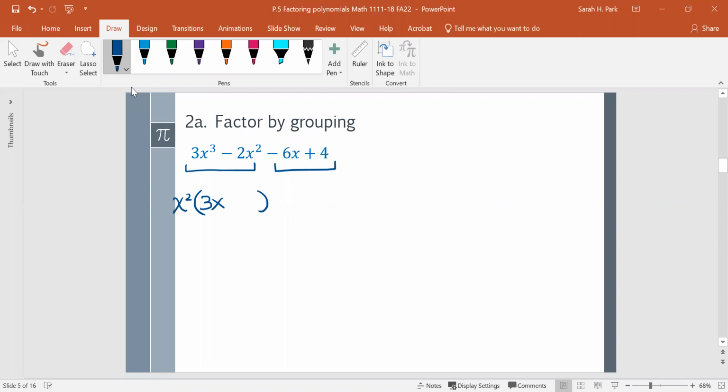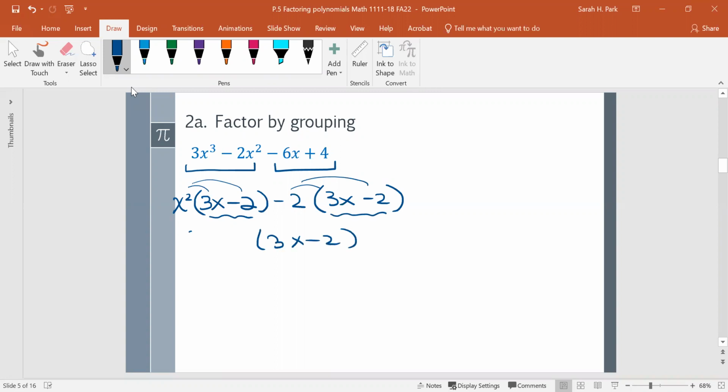If you factor out an x squared from 3x to the third minus 2x squared, it leaves us with 3x minus 2. From negative 6x plus 4, you can factor out a negative 2, leaving us with 3x, because negative 6x divided by negative 2 is 3x. 4 divided by negative 2 is minus 2. Again, if you're not sure, always just distribute to check. Okay, from here, you always want to check to see that your parentheses are the same, and they are. Then we put that in one set of parentheses, 3x minus 2, and the other set, x squared minus 2. And here we're done with the factoring.